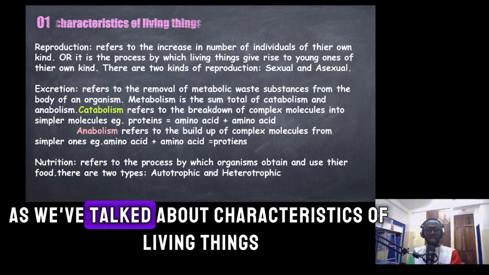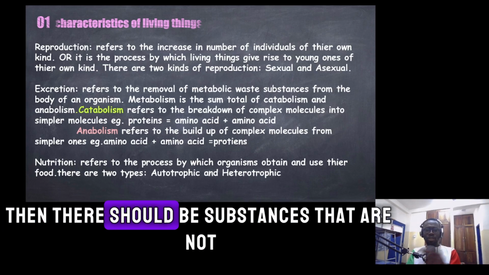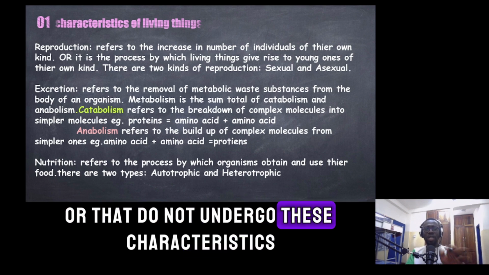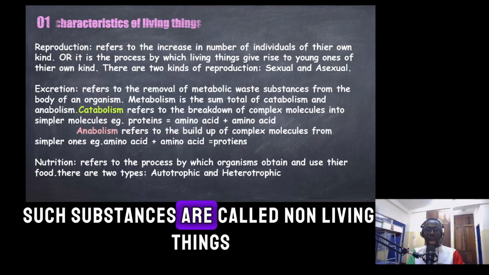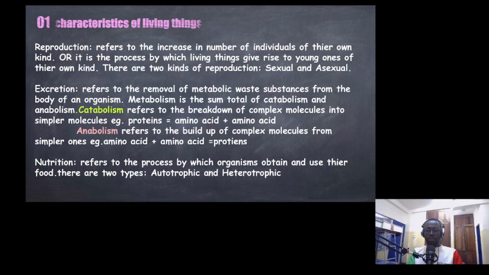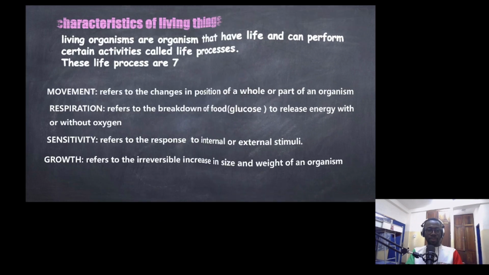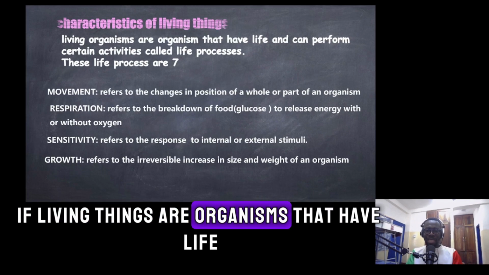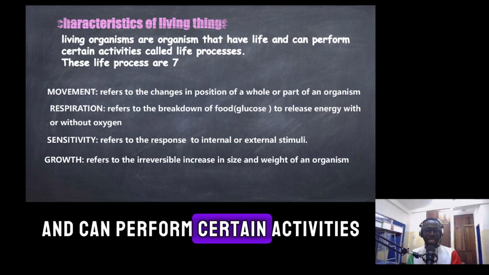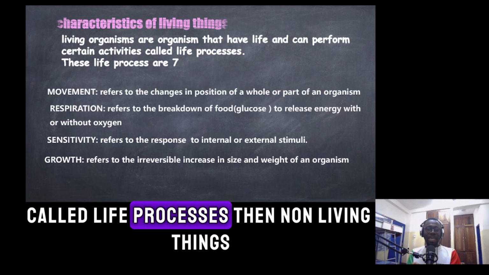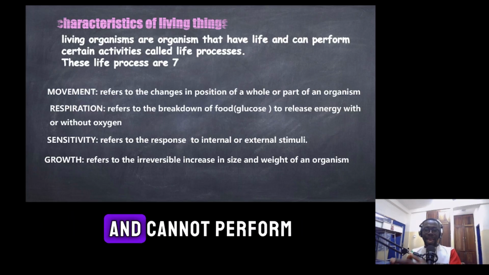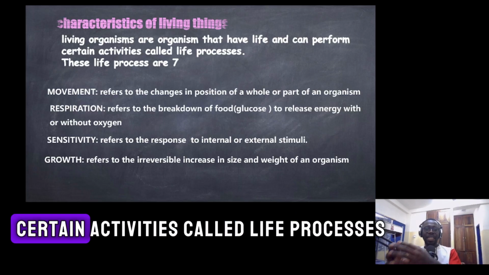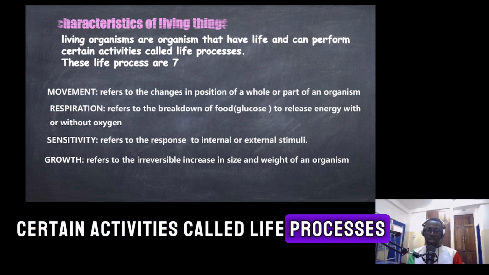Now, as we've talked about characteristics of living things, there should be substances that do not undergo these characteristics. Such substances are called non-living things. So let me take you back. If living things are organisms that have life and can perform certain activities called life processes, then non-living things are organisms that do not have life and cannot perform certain activities called life processes.